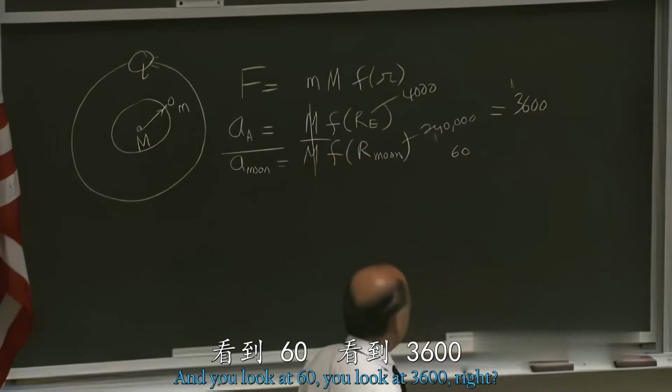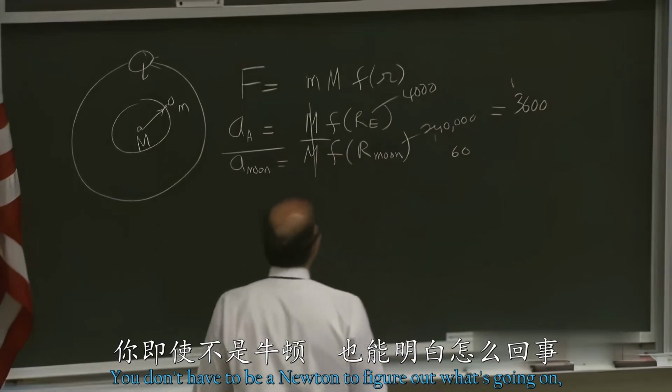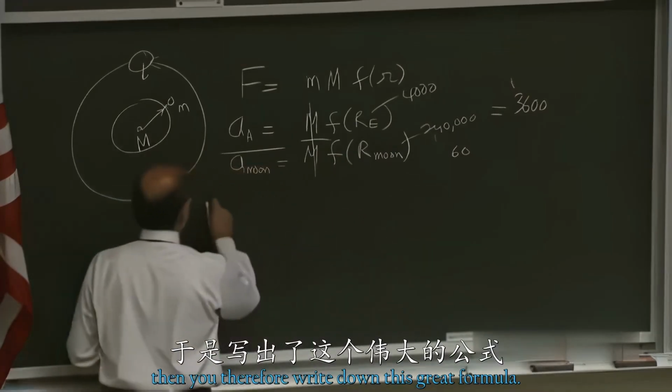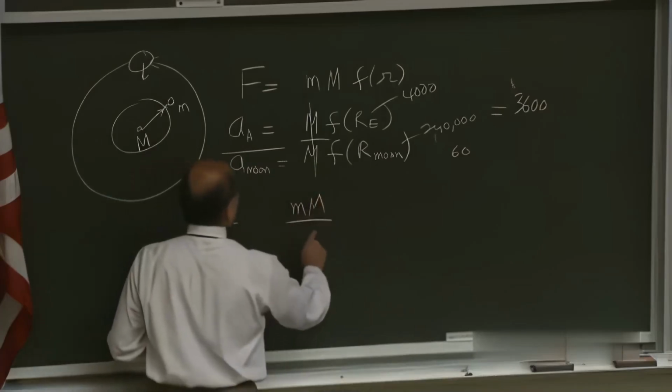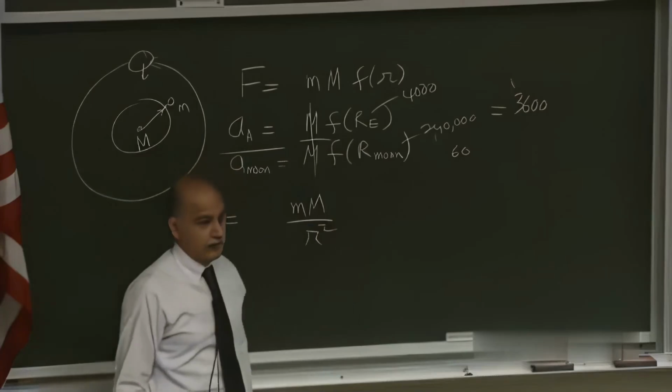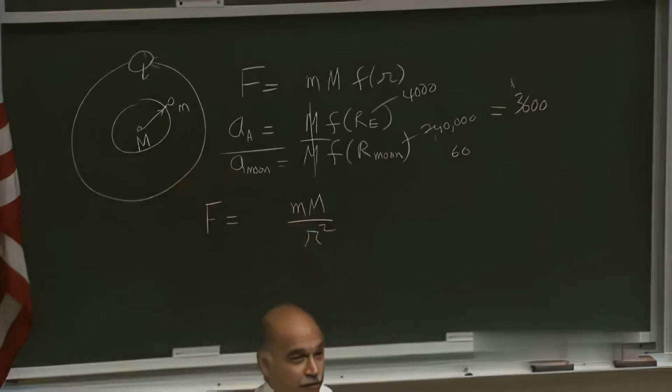And you look at 60, you look at 3,600, right? You don't have to be a Newton to figure out what's going on. Then you therefore write down this great formula. Do you understand now how you get the r squared?